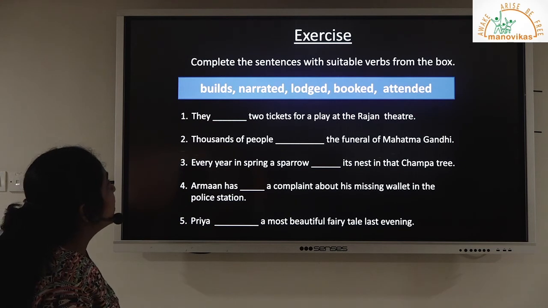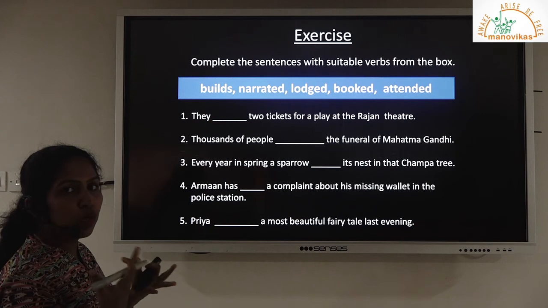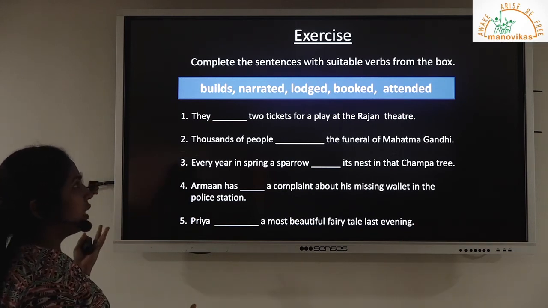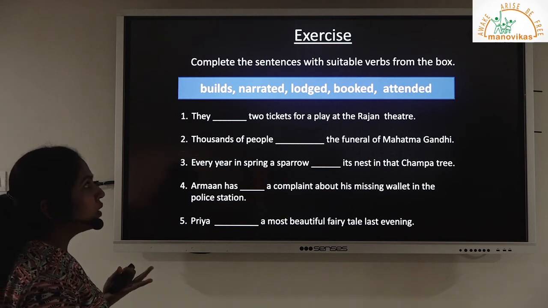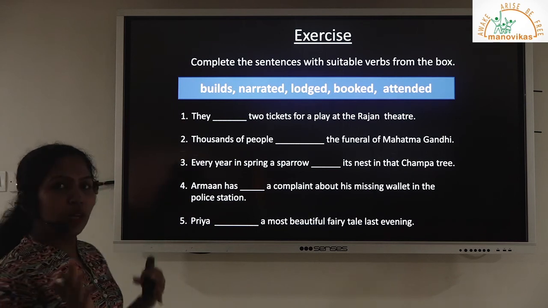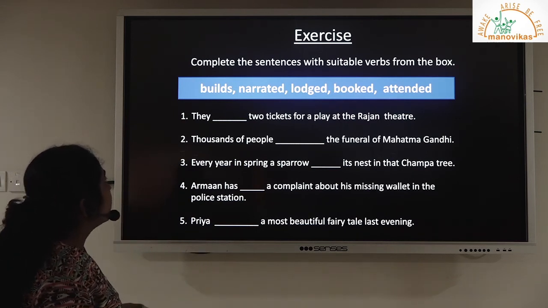They dashed 2 tickets for a play at the Rajan Theatre. So what would fit in here? They billed 2 tickets? No. They narrated 2 tickets? No. They lost 2 tickets? No. They booked 2 tickets? Yes. So I've given you the answer to the first sentence. Try to find out the other 4.